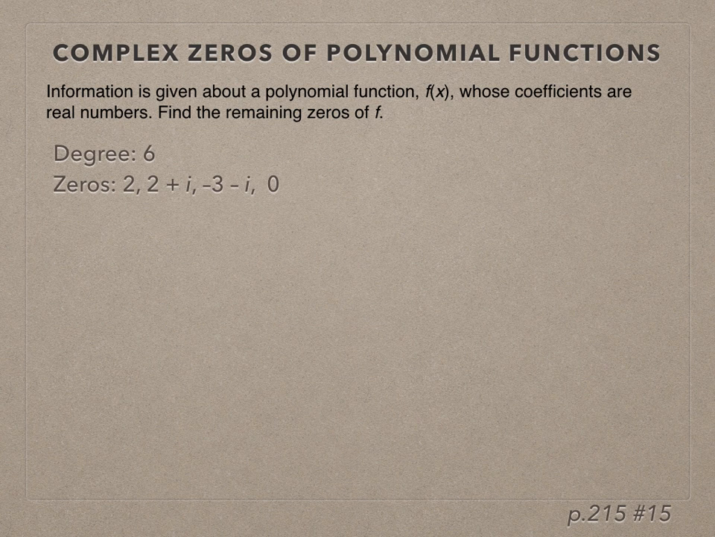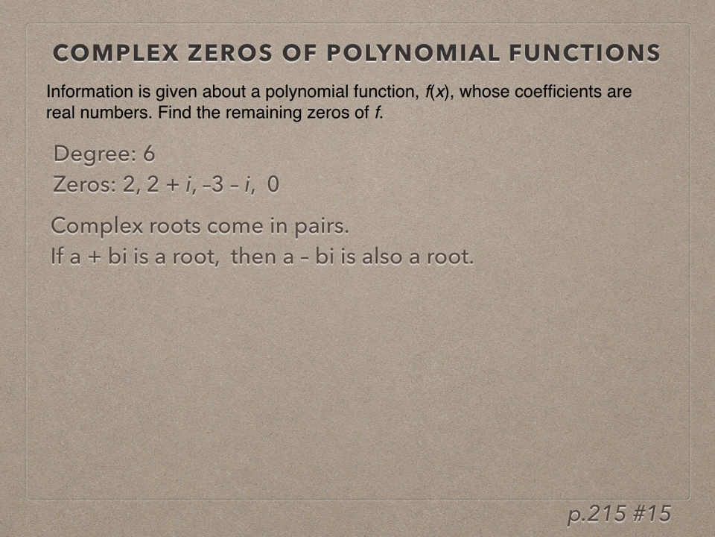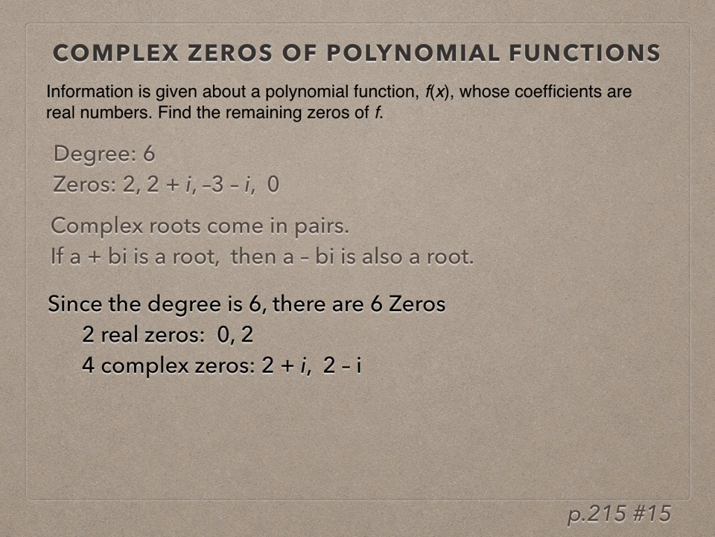This particular function is of degree 6, and 4 of the zeros are given. We remember that complex roots do come in pairs, so we'll remember about the conjugates to include those among the roots. Since the degree is 6, we're expecting 6 zeros. There are 2 real zeros. There must be 4 complex zeros. If 2 plus i is a 0, so then is 2 minus i. Negative 3 minus i is a 0. Also negative 3 plus i is a 0. I've solved this problem. Now we're going to apply our knowledge of finding zeros to actually write a polynomial function.